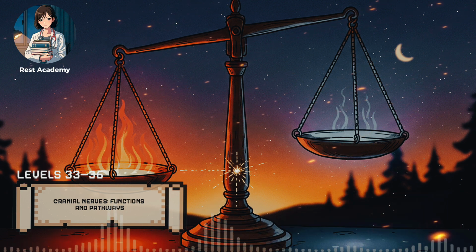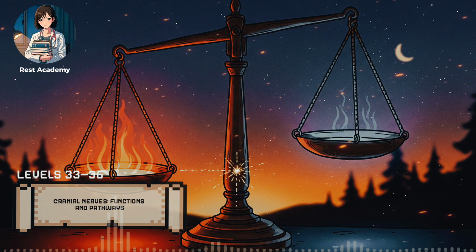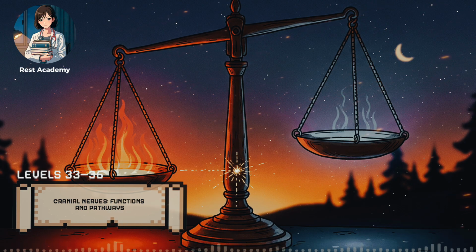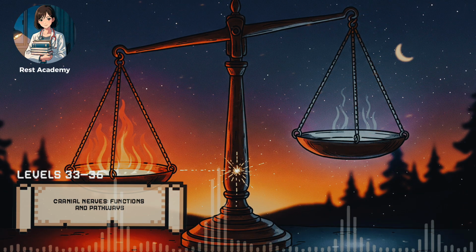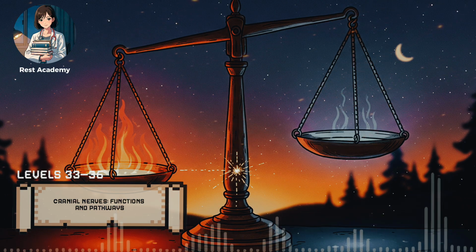Loss of smell, anosmia, can result from nasal blockage, trauma to the cribriform plate, or neurodegeneration. Cranial nerve 2, the optic nerve, carries visual input from the retina to the brain. Retinal ganglion cells converge to form the optic nerve, which passes through the optic canal to reach the optic chiasm, where fibers from the nasal retina cross to the opposite side.